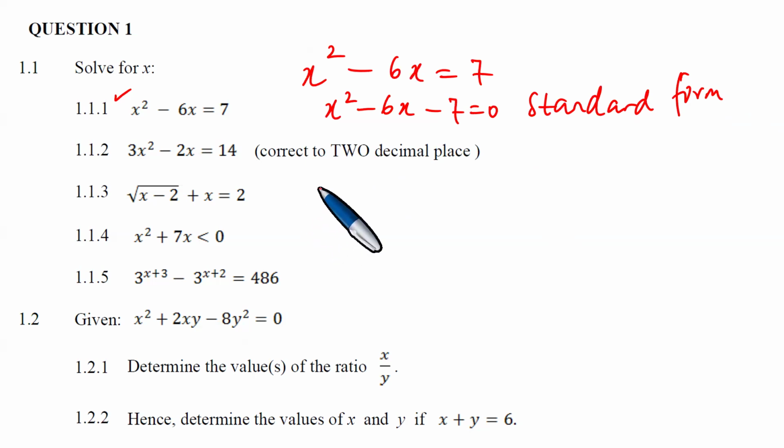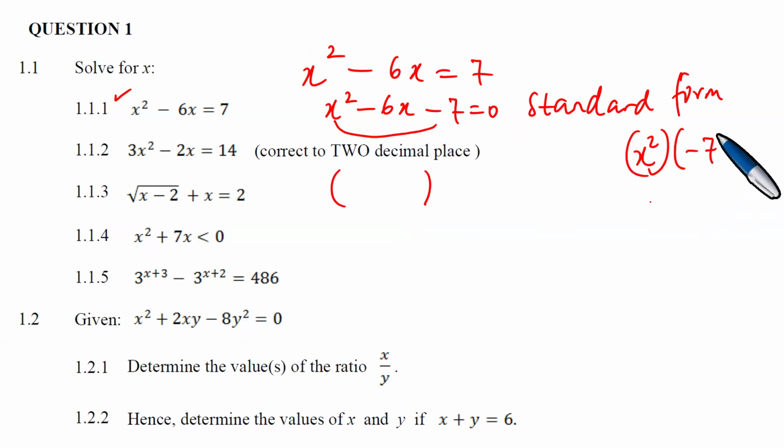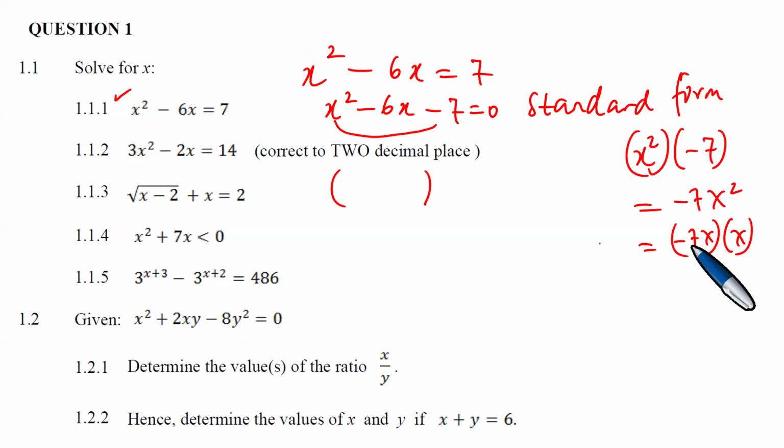Factorize. We factorize. What are the factors of this? How do we factorize this? There are many ways to factorize this, but I'm going to use a general approach where we multiply x squared by minus 7. Right, so you have minus 7x squared. We identify the factors of minus 7x squared that give us minus 6x. And those factors are minus 7x together with x.